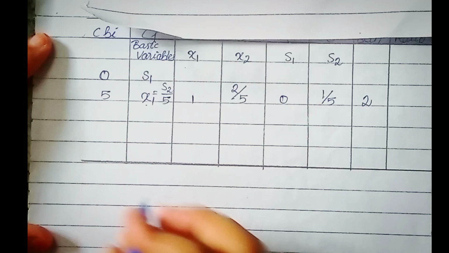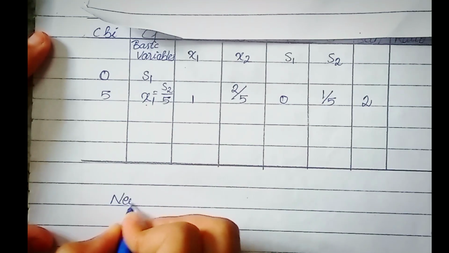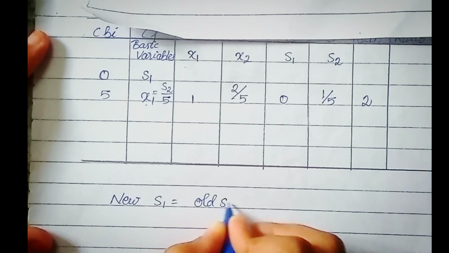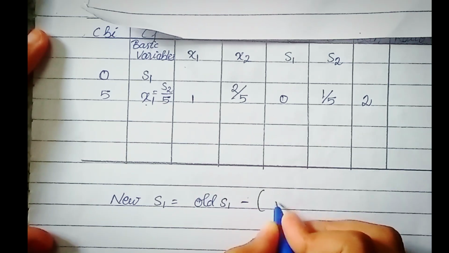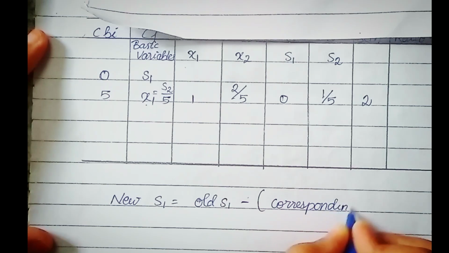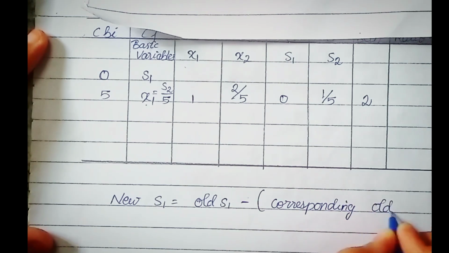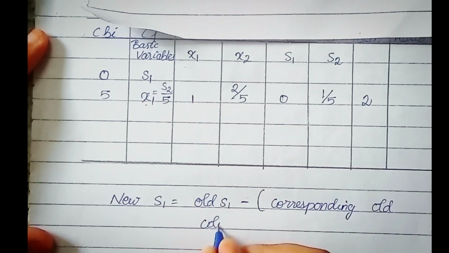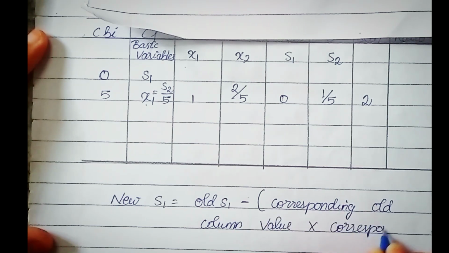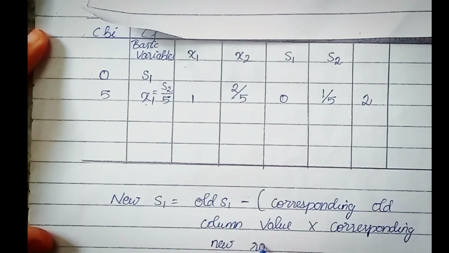So that is: new S1 is equal to old S1 minus open bracket, corresponding old column value into corresponding new row value. So remember this formula.